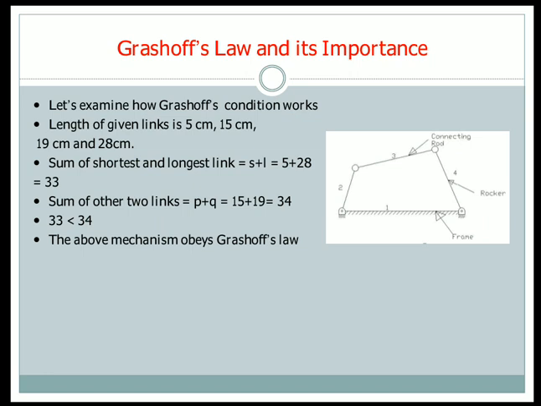So S plus L is equal to 5 plus 28, it is 33. So next the sum of other two link lengths. So the other two links are P plus Q. So in the given example, the other two link lengths are 15 centimeter and 19 centimeter. So we shall add these two. So 19 plus 15 will be 34. So 33 is less than 34. Hence the given problem, it obeys Grashoff's law.